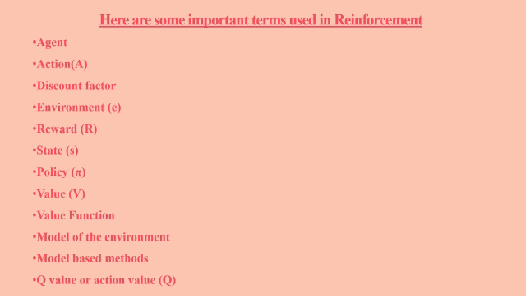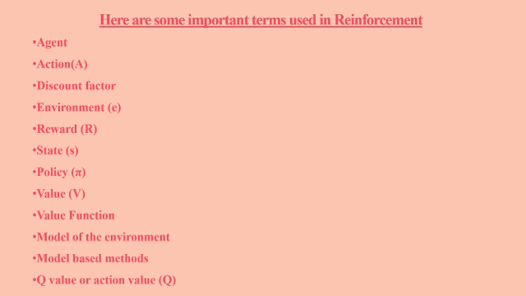There are some important terms used in reinforcement learning. Let's see one by one. The first one is agent. It is an assumed entity which performs actions in an environment to gain some reward. Action. The agent has a set of actions A from which it selects which action to perform.